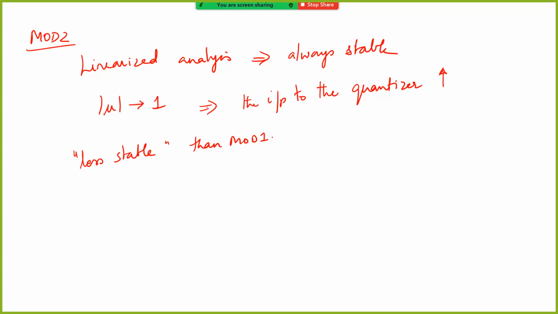Which is why people try to limit the input to a little fraction of the full scale input, okay? So for example, if it is 1 volt, you kind of limit it to some 0.9 or something like that. But then we know that, at the linearized analysis, it doesn't become unstable, okay? So that is the deal with the second order modulator, okay?